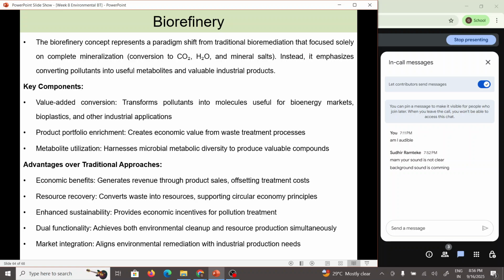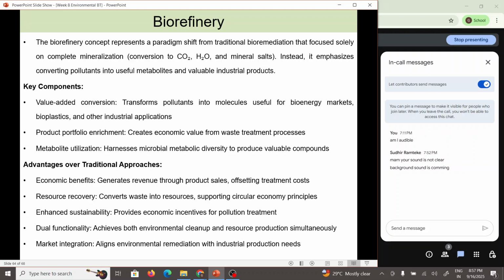Next is the concept of biorefineries. An extension of the bioremediation process is the biorefinery concept, where we are trying to extract different products from each of the bioremediation steps. Initially, the goal was only to get rid of the contaminants. That is how bioremediation research started. But as research progressed, we were able to identify that apart from decontaminating the sites, we were also able to recover some resources.